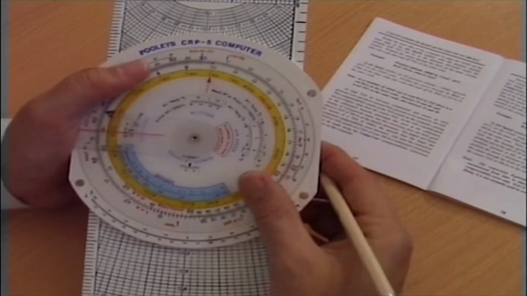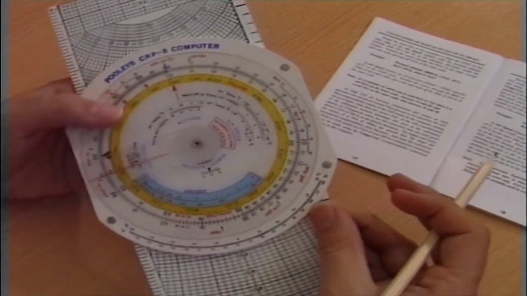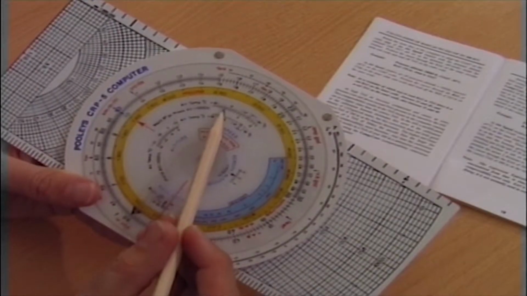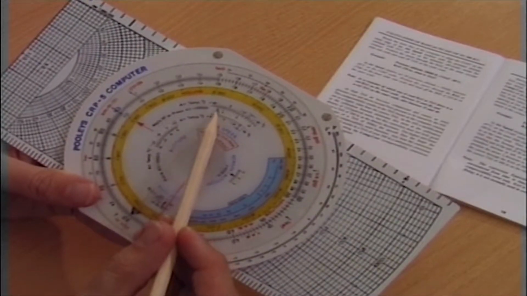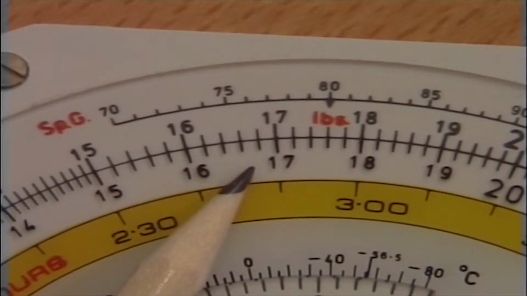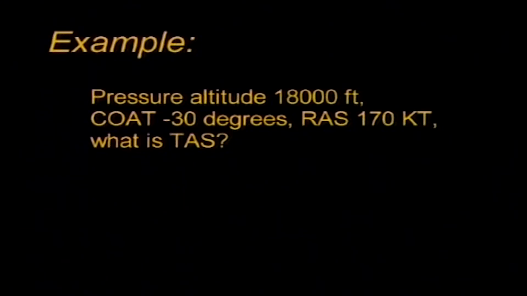If you line up the 10 with the 10, an isoatmosphere is created on the CRP-5, and in the airspeed window, a pressure altitude of 0 feet will line up with plus 15 degrees Celsius. It may be seen that rectified airspeed on the inner scale, for example 170 knots, is the same as true airspeed on the outer scale.